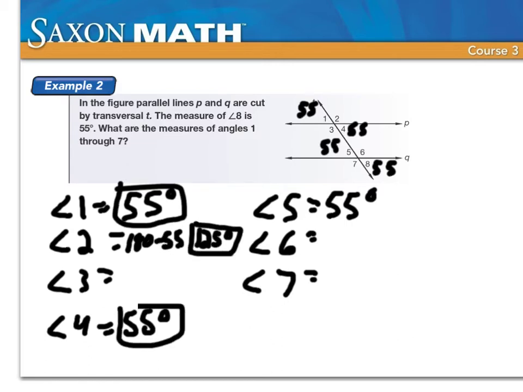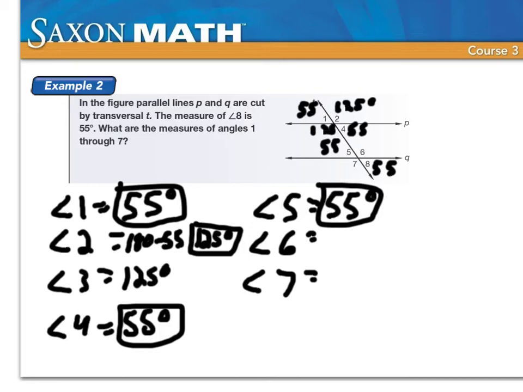Okay, and we'll start putting boxes around all of our answers here. So this has to be 125 degrees. And if that one's 125 degrees, then angle 3, which is across from it, vertical angles, opposite angles, has to be 125 degrees as well.